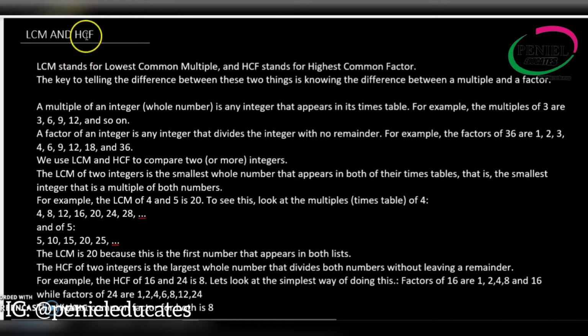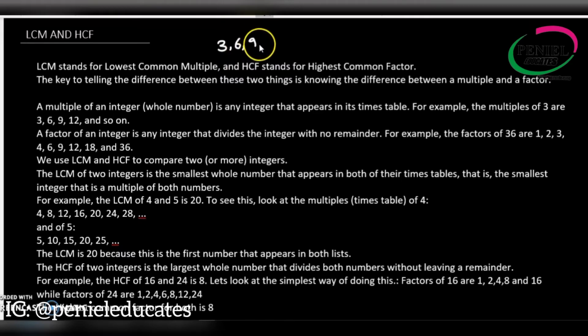Now, if you're asked to find the multiples of, say, the number 3, the multiples of 3 are just like adding 3 repeatedly. If you add 3 to 3, it's going to give you 6. Then you add another 3, it's going to give you 9. Add another 3, it's going to give you 12. So those are multiples of 3.